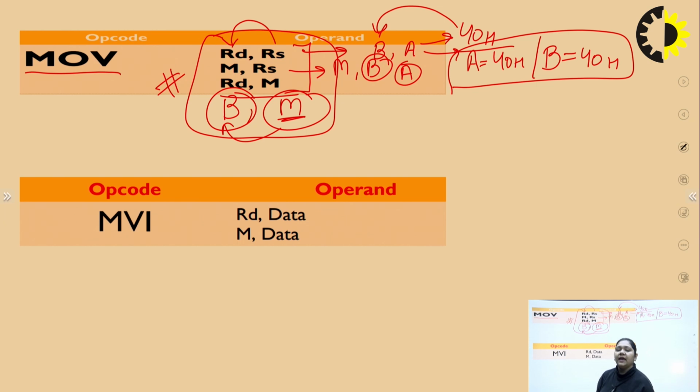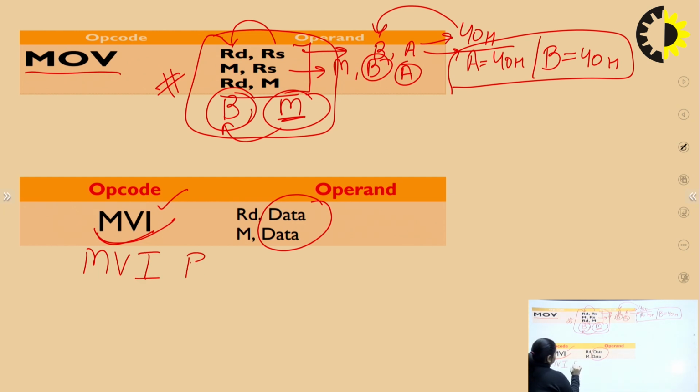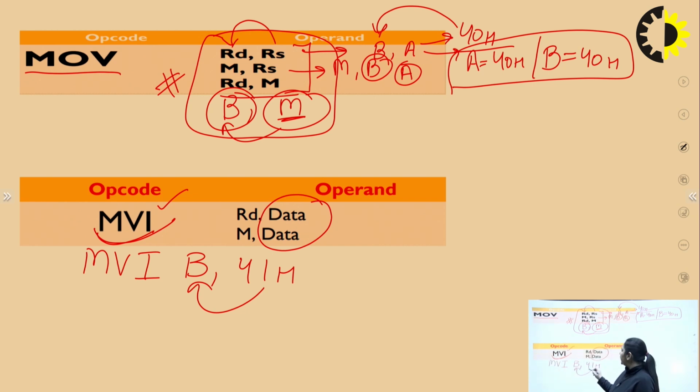Next is MVI. MVI generally translates to move immediately. When the thing is transferred immediately, that means the data which I need to transfer is given in the instruction itself. So this is my opcode, this is my operand. I can also take an example. It will be MVI B, any 8-bit data. This data will be 8-bit, so I can take 41H. What will happen now? 41 will be copied to register B. So when the data is directly given in the instruction itself, it is an immediate instruction.